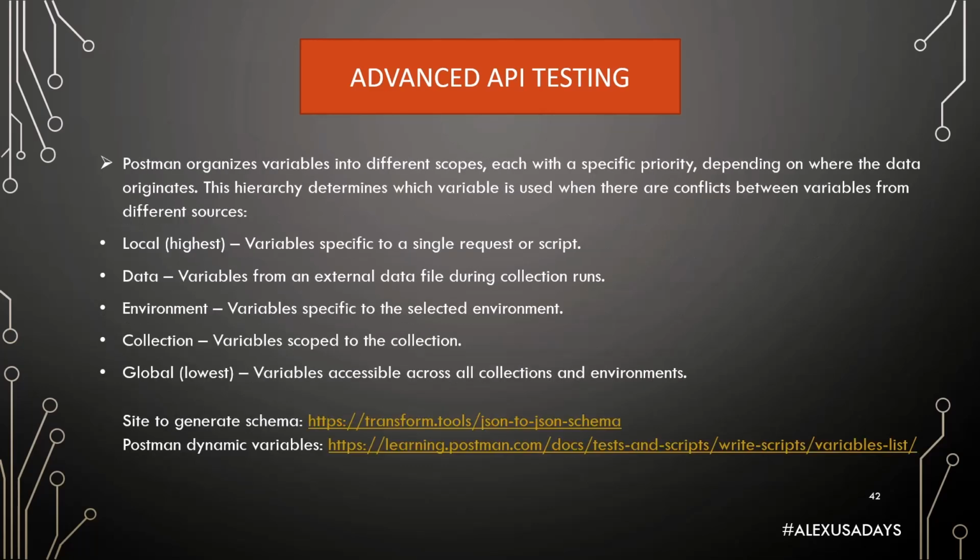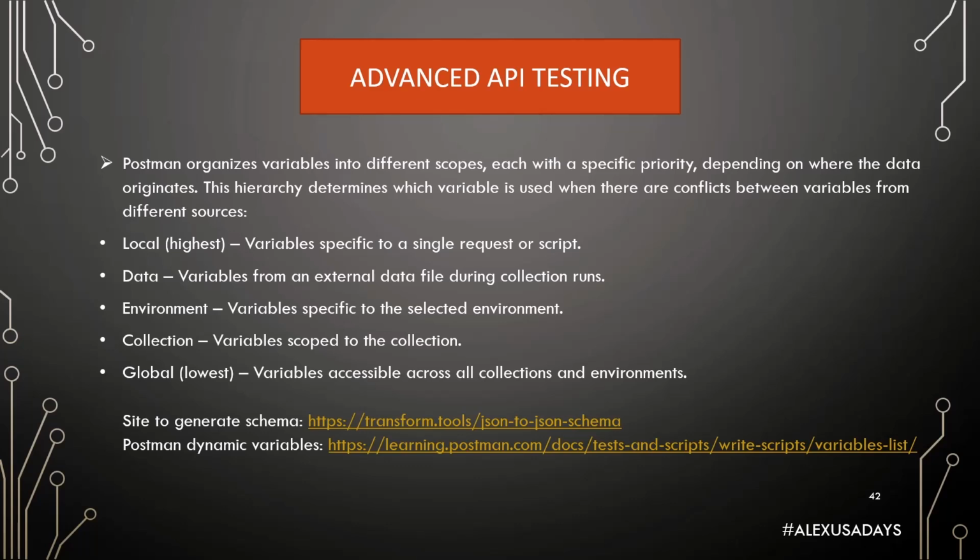One thing that I want you to remember is that Postman organizes variables into different scopes, each with a specific priority, depending on where the data originates. The hierarchy determines which variable is used when there are conflicts between variables from different sources. So the highest priority is local variables, those variables that are specific to a single request or script.